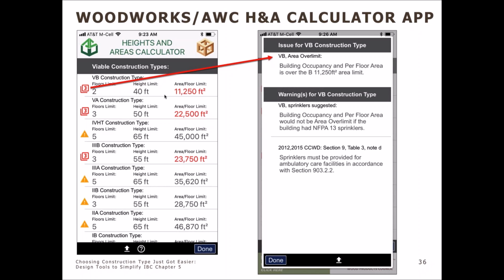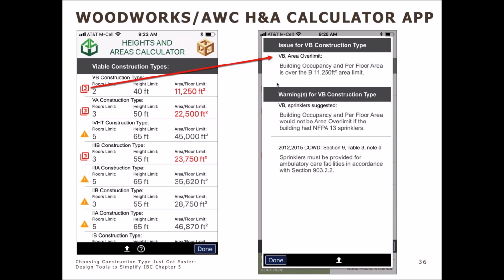So for example, if we select this 3 red box that you see over to the left here, that brings up this issue. And so this issue is telling us that as is, this building is over the allowable square footage limit. We're only allowed 11,250. Our building is 25,000 square feet. So what are some options?